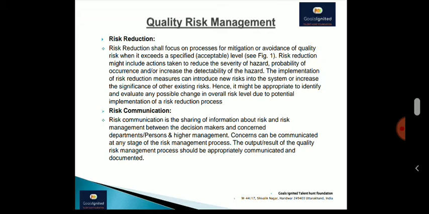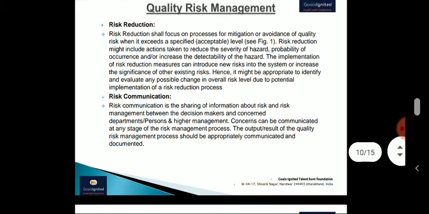Then we come to the risk communication. Risk communication is the sharing of information and risk management between the decision makers and the concerned departments or persons or higher managements. A concern can be communicated at any stage of the risk management process. The output or result of the quality risk management process should be appropriately communicated and documented. So risk reduction and risk communication are the other factors.